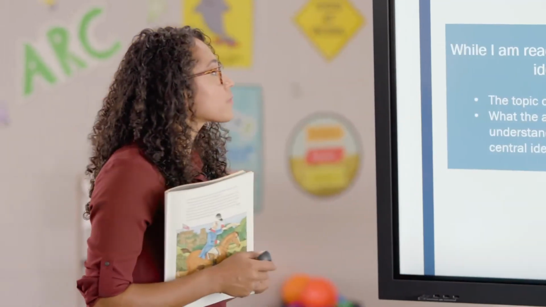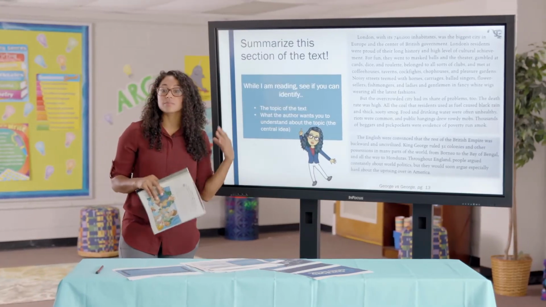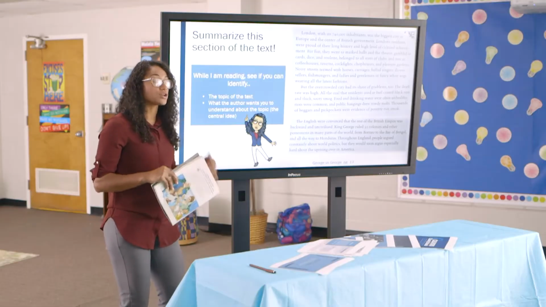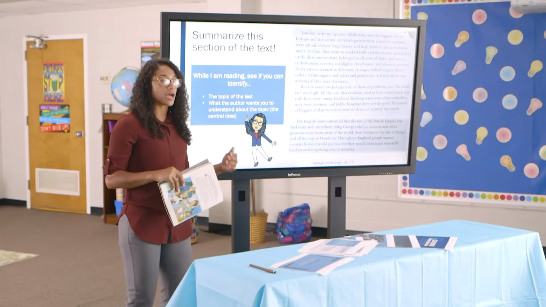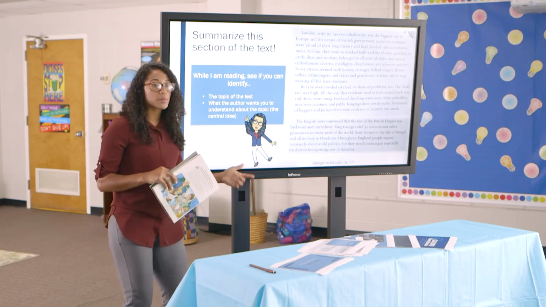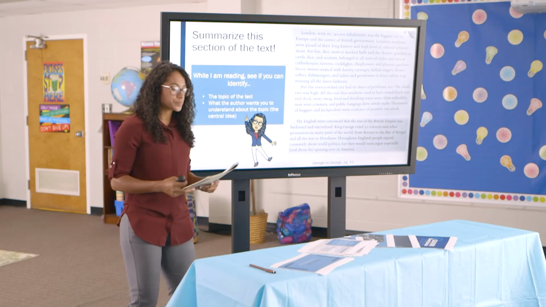Now you're going to practice. You're going to follow the same steps I just walked you through to create an objective summary about a section of this text. You're going to summarize page 13 from this text, George versus George. While I'm reading, you're going to follow along, and you're going to be on the lookout for the topic, what the author wants you to understand about the topic, and then any details that lead you there.